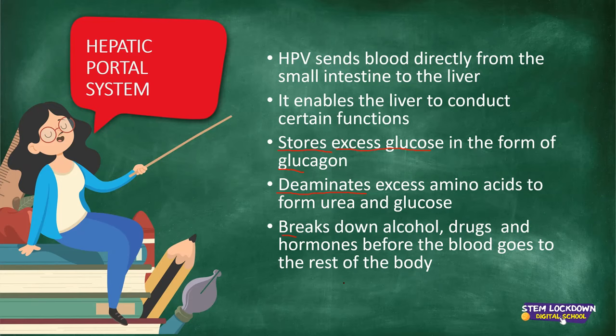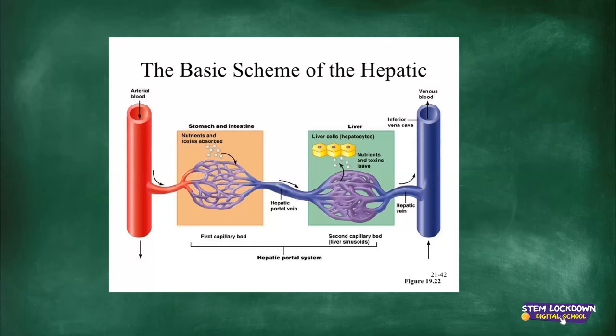So that vein goes to the liver where we'll have storage of excess glucose, where we'll have deamination of amino acids, and we'll have breakdown of harmful substances like your alcohol and drugs to make them less harmful. And then we'll also have the breakdown of hormones before your blood goes to the rest of your body. So that is basically before assimilation takes place, right? So here is just a basic structure of the hepatic portal system.